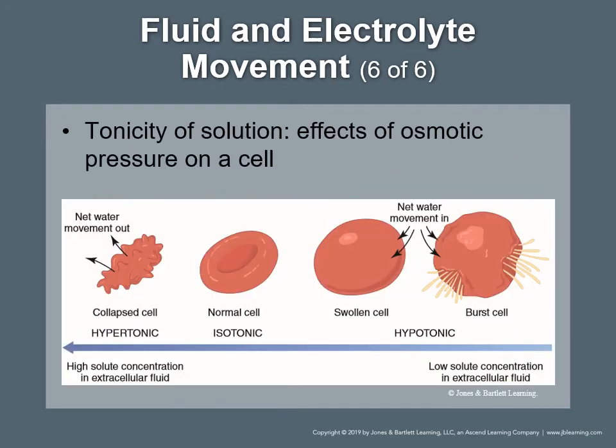The tonicity of the solution, the effects of osmotic pressure on a cell. It's telling us again on this slide, so it must be important because they're saying it twice. So isotonic solution has the same concentration of sodium as does the cell. Hypertonic has a greater concentration of sodium, and hypotonic has a lower concentration of sodium.